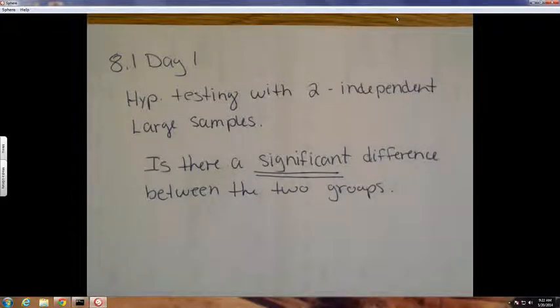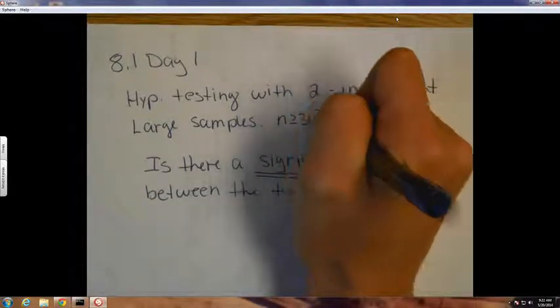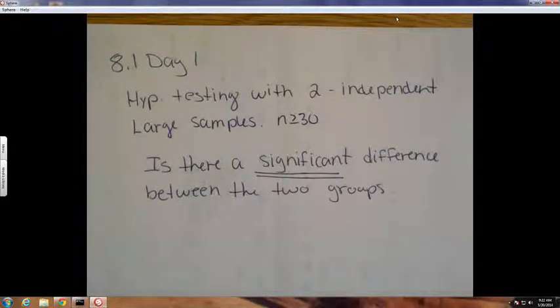So the key here is that the two groups have to be independent of each other. People in one group can't affect the people in the other group, and they both have to be greater than or equal to 30. I think you know what a large sample is by now.